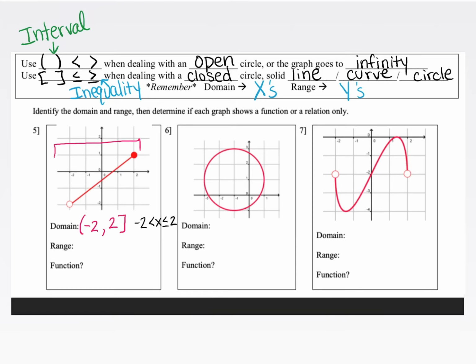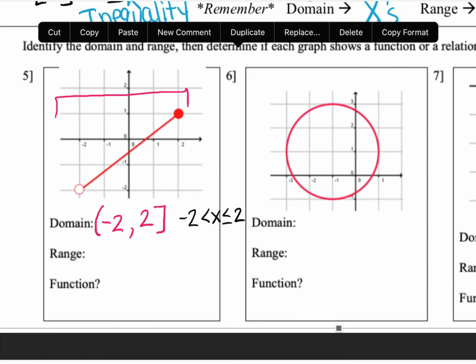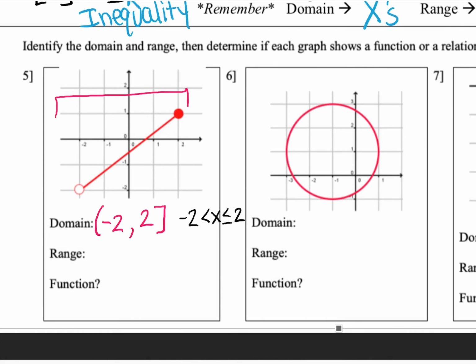Now with range, let's see if I can make this a little bigger. There we go. Now with range, we're looking at our y values. So we're looking up and down. The lowest possible point that we have is -2, and again, open circle, so we're going to have our parentheses. The highest point that we have is +1, closed circle, so it's going to be a bracket. If we want to write this in inequality notation, we have -2 is less than y, because we're dealing with our range here, y is the range, is less than or equal to 1.